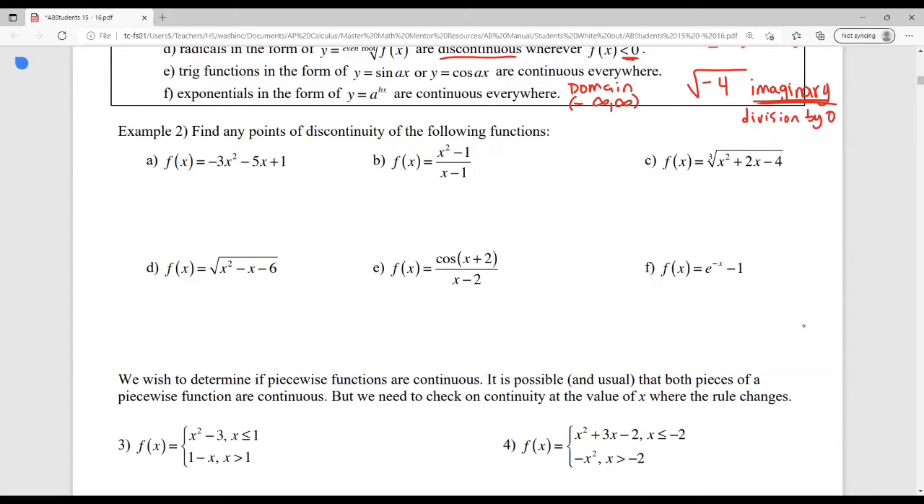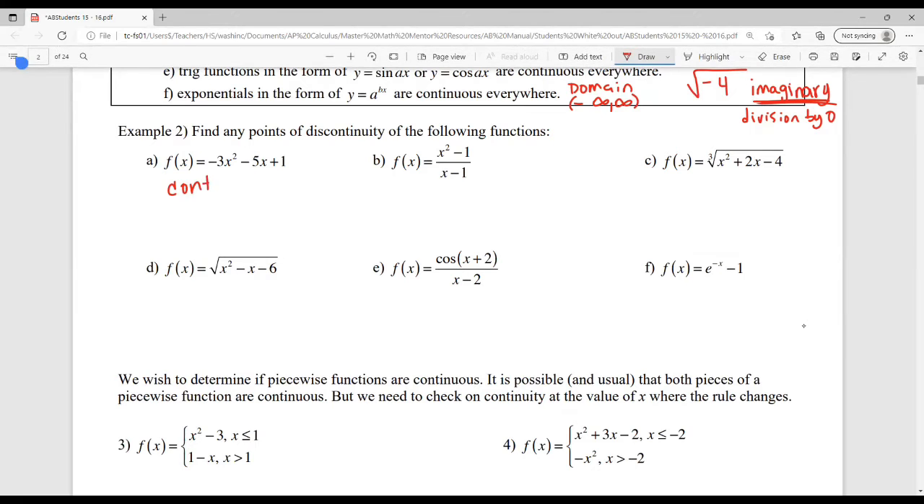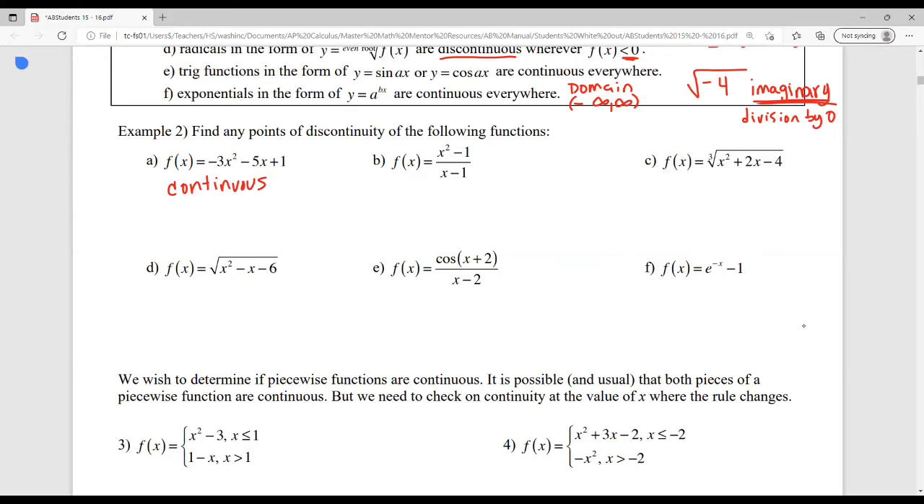All right, part A. Looking at part A, we see that it is a polynomial. So polynomials are continuous everywhere. Part B, we want to find any points of discontinuity. We have a fraction, and we cannot divide by 0. So this x minus 1 cannot equal 0. If we set that equal to 0 and solve for x, we add 1 to both sides, so we get x equals 1. If we were to graph this, this would probably be a hole at x equals 1. So it would be discontinuous at x equals 1.